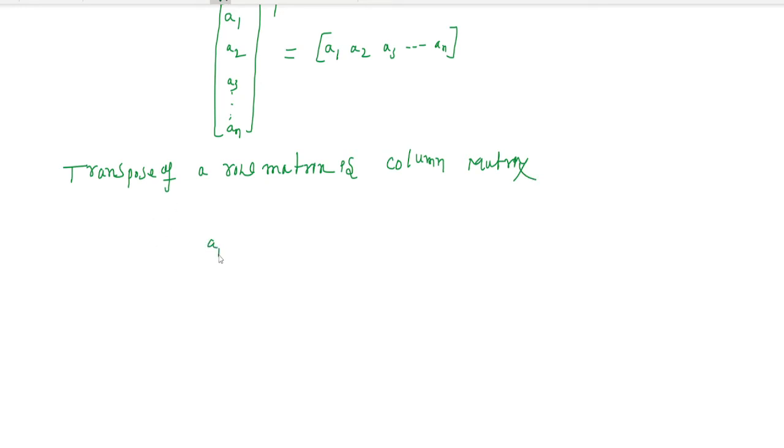So for example, A1, A2, A3, and so on, AN is one row matrix. If you apply transpose here, then we get that column vector A1, A2, A3, and so on, AN.